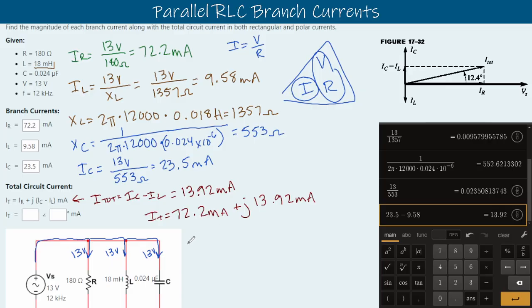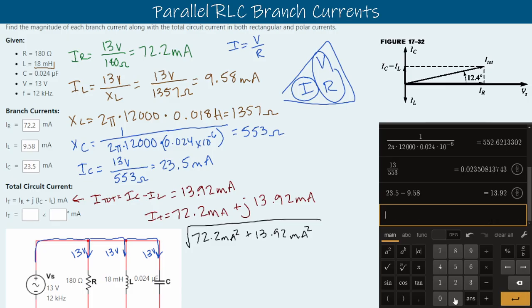So the square root of 72.2 milliamps squared plus 13.92 milliamps squared. And that will give us our magnitude for the current in polar form. Square root of 72.2 squared plus 13.92 squared. This will be output in milliamps also because I'm not applying my milliamps, right? So that is a milliamp output of 73.5 mA. That's our magnitude, the first number here.